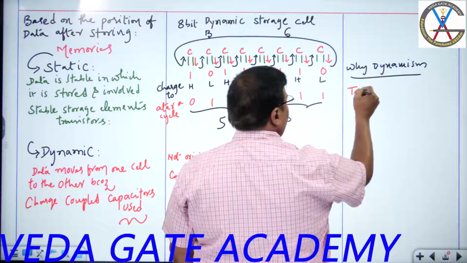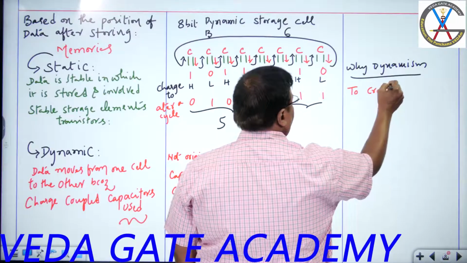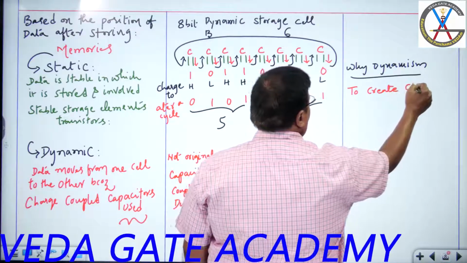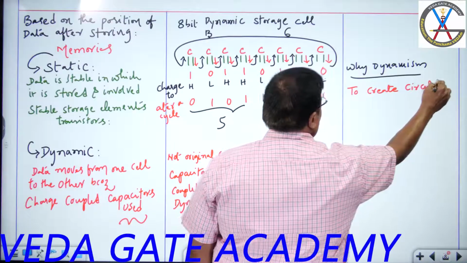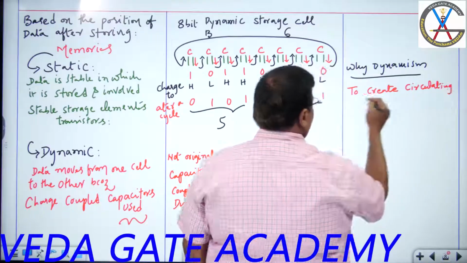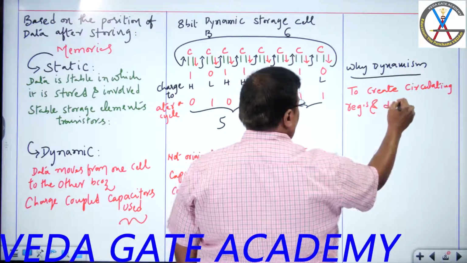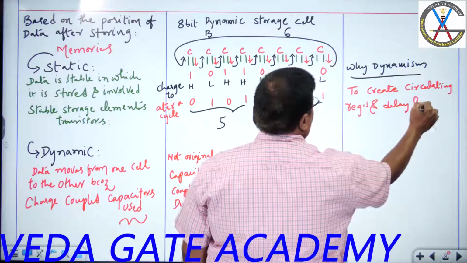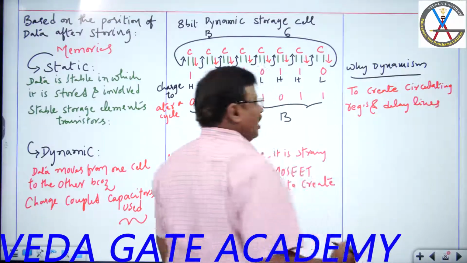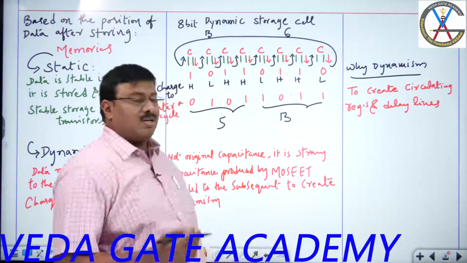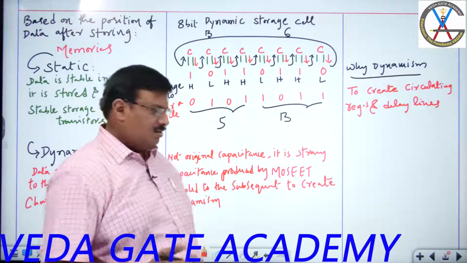To create circulating registers. What is that? To create circulating registers and delay lines. So application of dynamic memory says that to create circulating registers and delay lines.